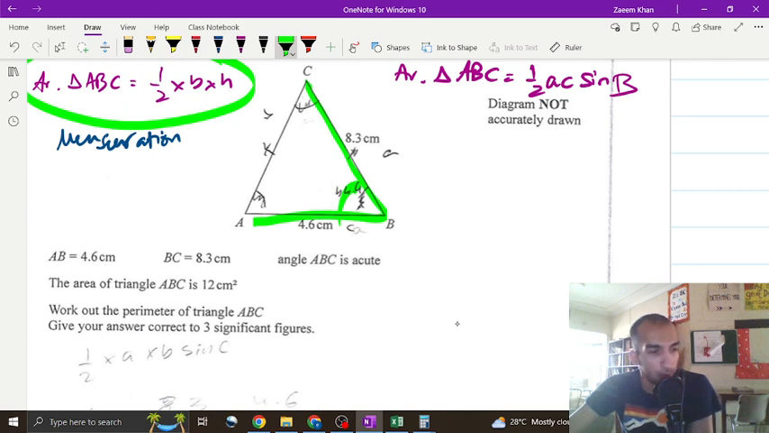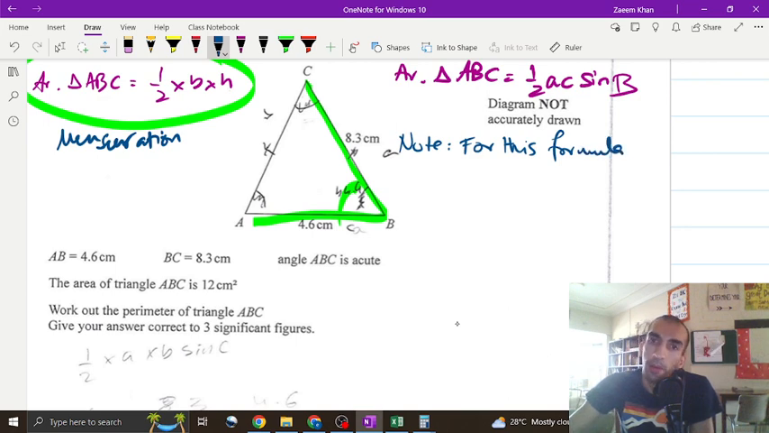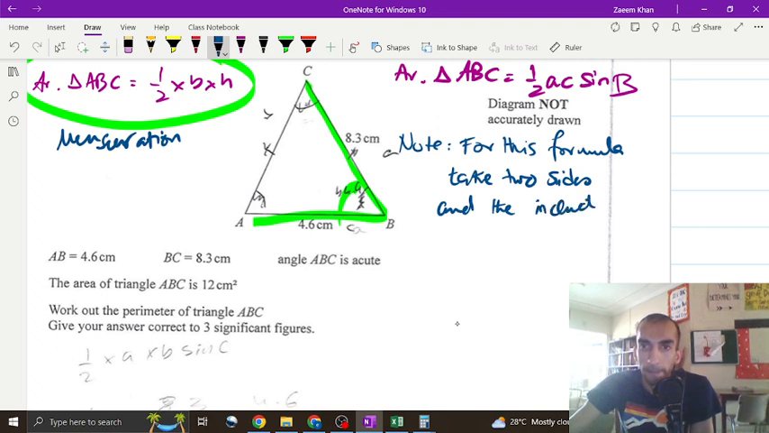I would recommend you to write that down. Write down a note. For this formula, you always take two sides and the included angle.